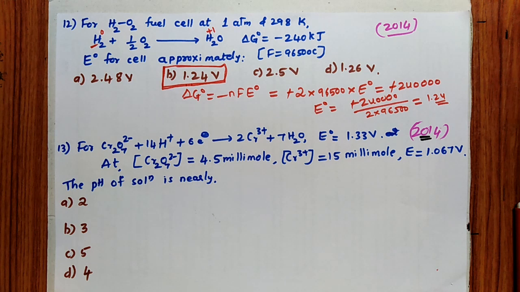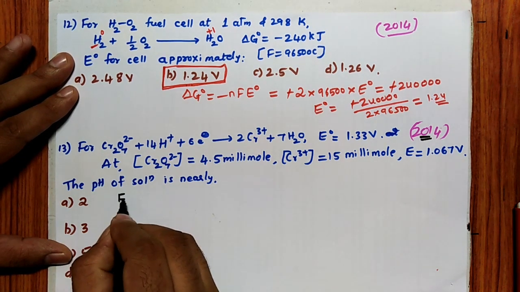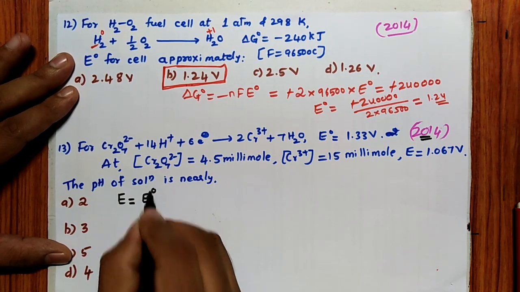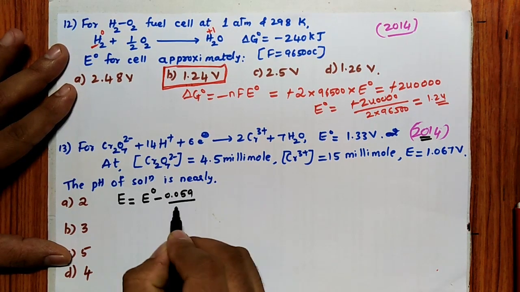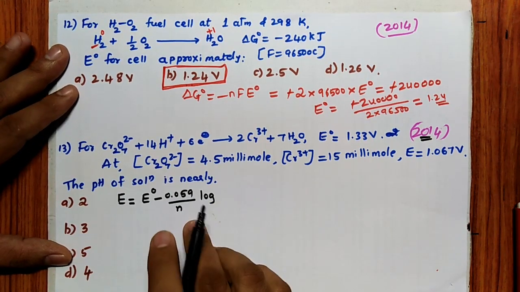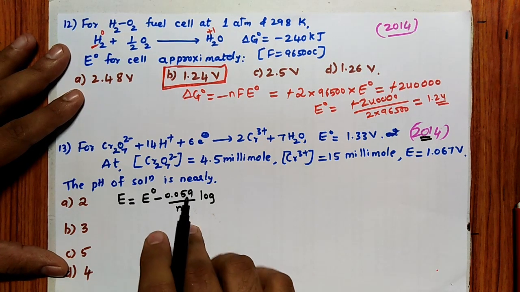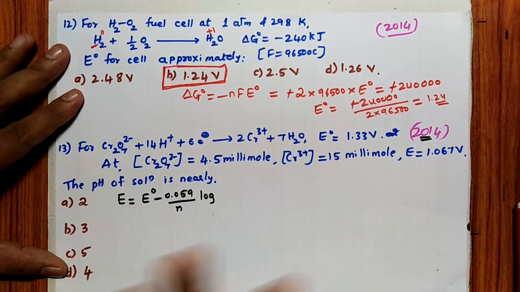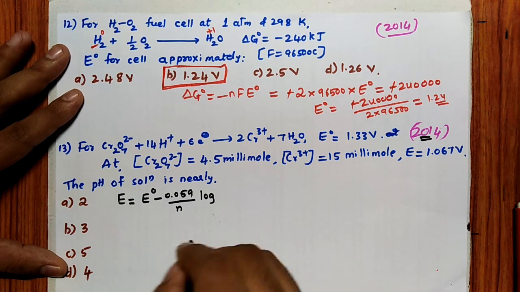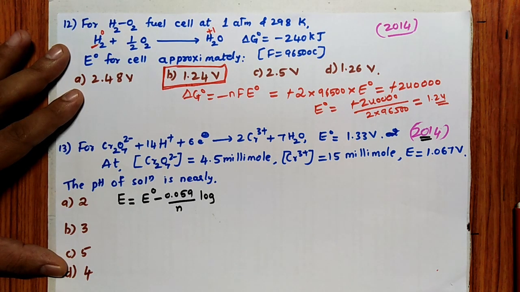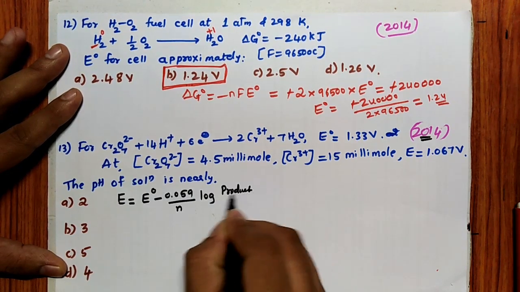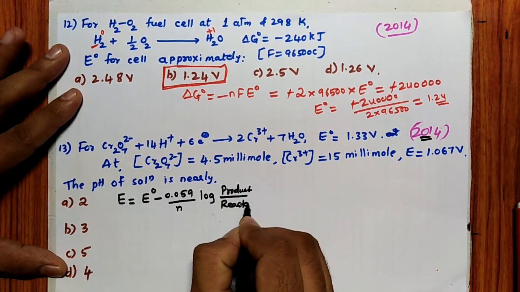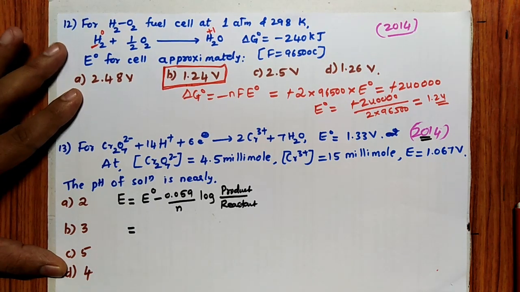So for this what we have to do? You have to apply the Nernst equation. E is equal to E naught minus 0.059 by N log of product divided by reactant. Whenever you calculate this in the exam, don't write the formula, you are wasting your time. But here I am not writing the exam. I am going to make this problem understood to you. So okay, I will write the formula.